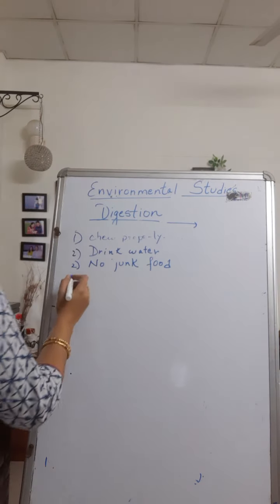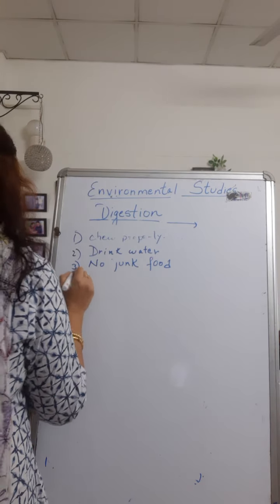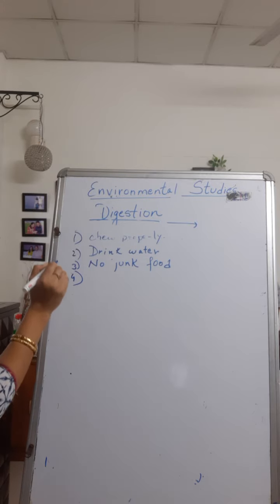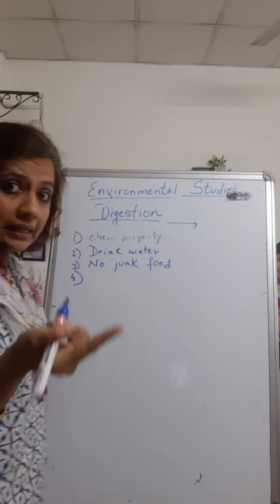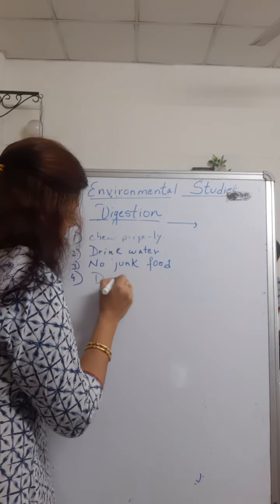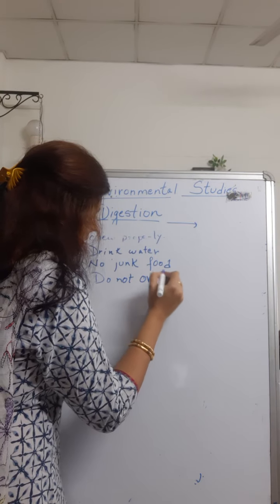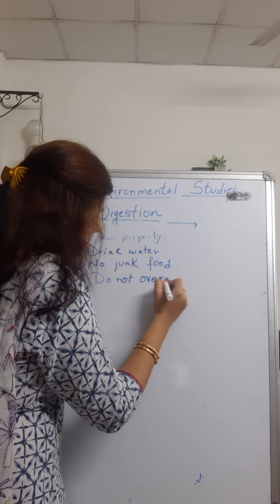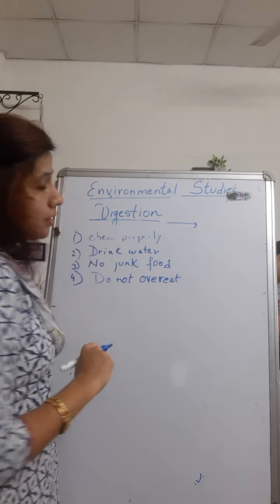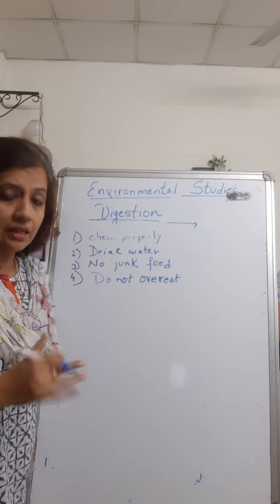Okay, no junk food. This is the third point. And what is the fourth point? Do not overeat. Yes, this is very important. As I already mentioned, our favorite hobby, our favorite pastime activity is what? It is to eat. Do not overeat. Give your stomach some rest.